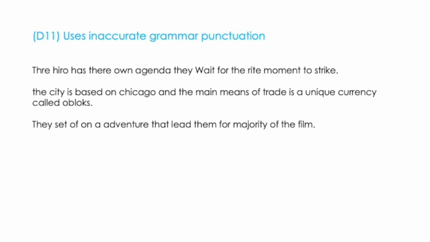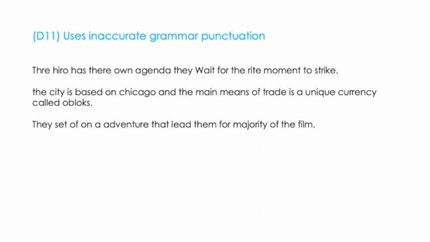The second example shows some slightly different errors that are still common in student writing. In this case, the sentence should start with a capital letter. We read, "the city is based on Chicago." Because Chicago is a real, specific place, it's what we call a proper noun, so it should have a capital letter in this case. "The main means of trade is a unique currency called oblocks." When we're using unique language, there's a couple of things that we can do. The most common is that we use apostrophes on either side of the word to dictate the fact that this is not a regular word. In some cases, a word like "oblocks" might be a proper noun, but it can depend on its use and role in the world that it has function.